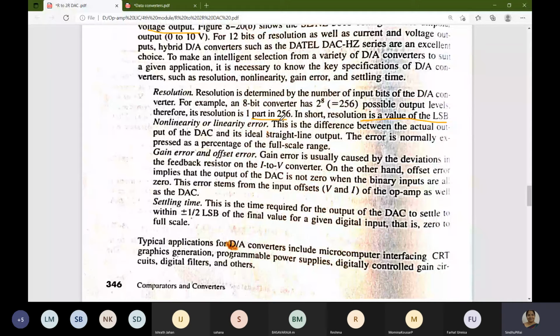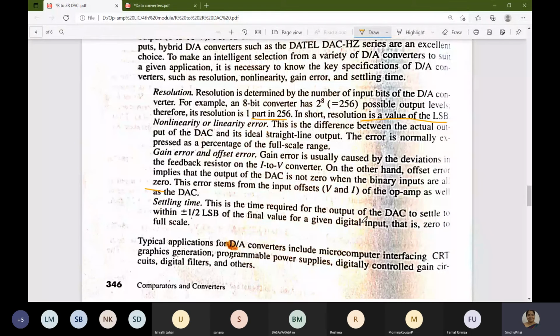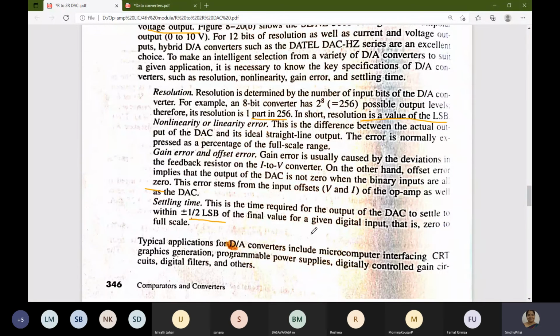Next, the gain error is usually caused by deviations in the feedback resistor of the I to V converter. And the offset error, as you know, is the voltage that is already present even if the input is 0. The output of the DAC is not 0 when the binary inputs are all 0. That will tell about the offset error. And the settling time is the time required for the output of the DAC to settle to plus or minus half LSB of the final value for a given digital input, that is 0 to full scale. How much time it takes to settle tells about the settling time.